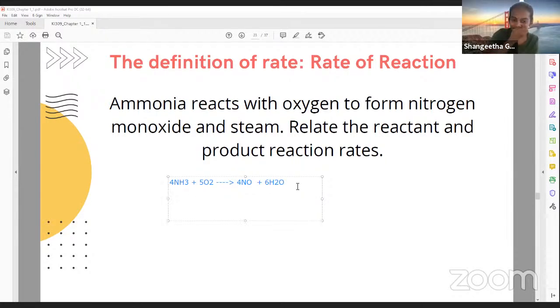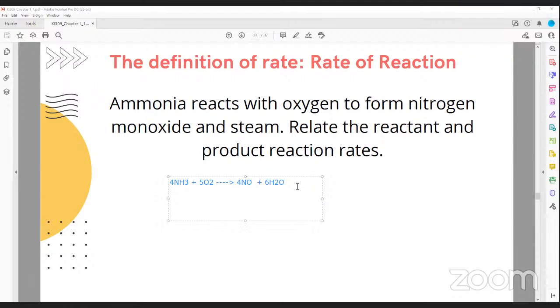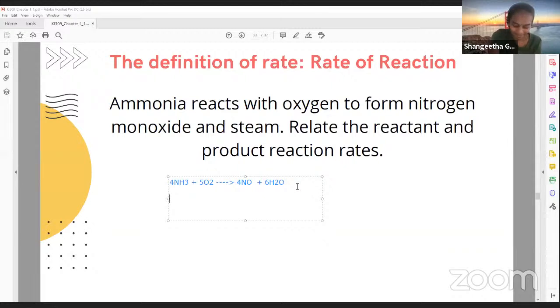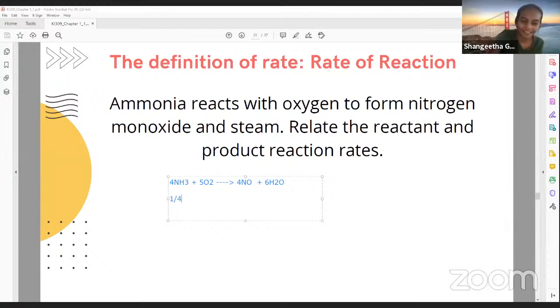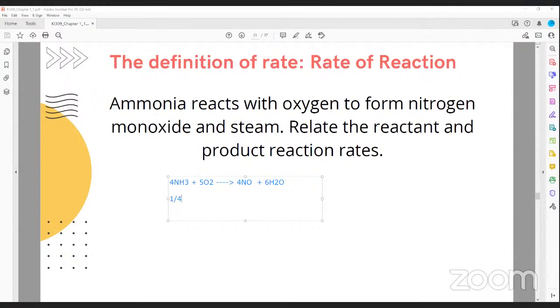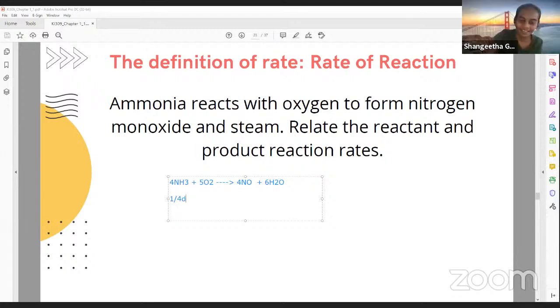No problem. It's okay. So, after that, how do you write the rate? Okay, rate of formation of nitrogen monoxide. Okay? Of formation. Yes, rate. Oh yes, 1/4 d[NO].